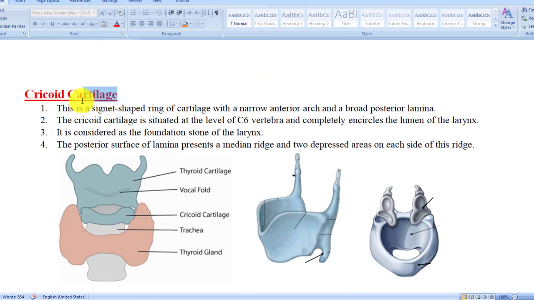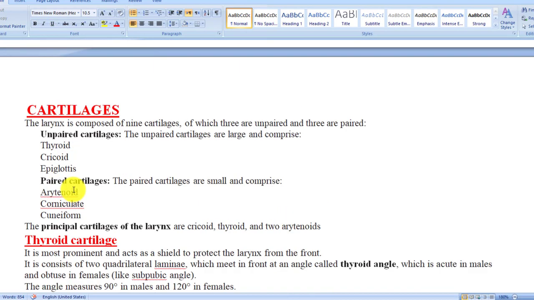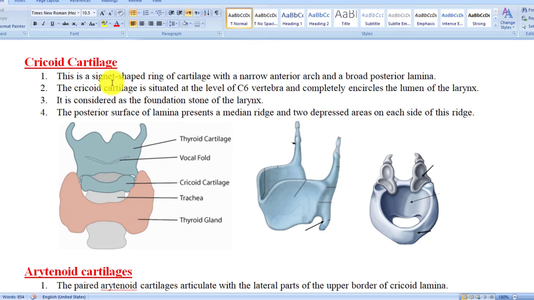Then there is the cricoid cartilage. So cricoid cartilage is also an unpaired cartilage of the larynx. So you can see this is cricoid, an unpaired cartilage. Okay, let's go down. Cricoid cartilage is a signet-shaped ring of cartilage with a narrow anterior arch, okay, and a broad posterior lamina. So you can see this one is the cricoid cartilage. So anteriorly, right, it is narrower, and posteriorly it's a little bit broader. Okay, the cricoid cartilage is situated at the level of C6.